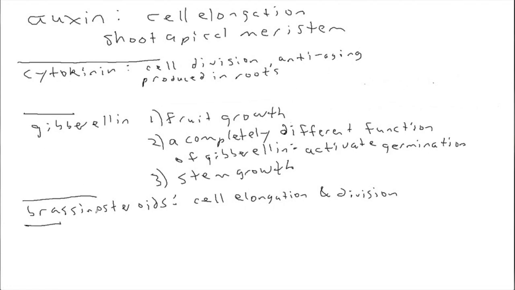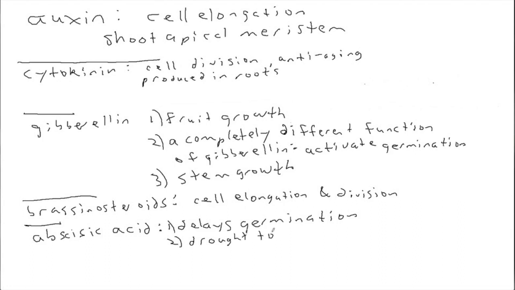What would be another type of hormone? Abscisic acid. Okay, good. What would be a key function for that? That delays seed germination. That's right. And it has one other key function. It's activated in response to dry conditions. Good. So abscisic acid delays germination, so it's kind of opposite to what other hormone? Gibberellin. That's right. Good.